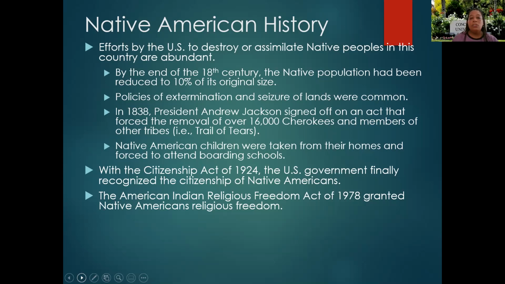Native American children were taken from their homes and forced to attend boarding schools. With the Citizenship Act of 1924, the U.S. government finally recognized the citizenship of Native Americans. The American Indian Religious Freedom Act in 1978 granted Native Americans religious freedom.